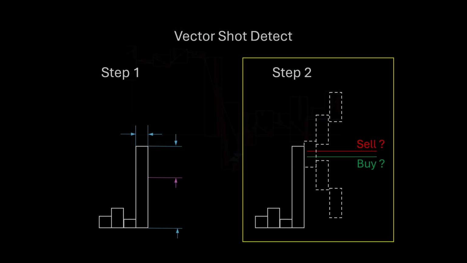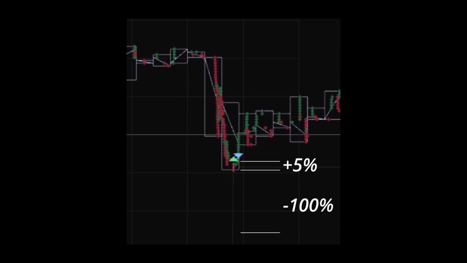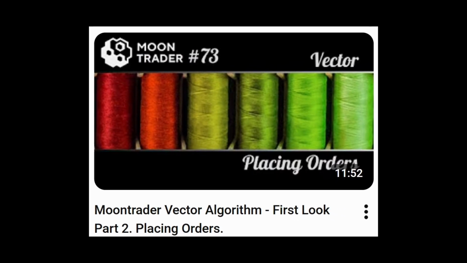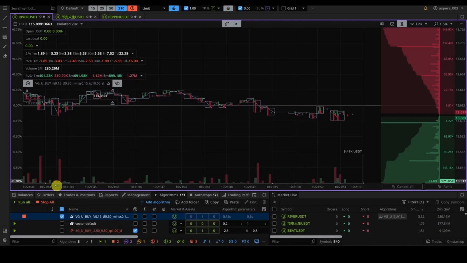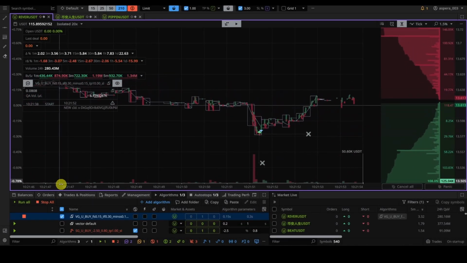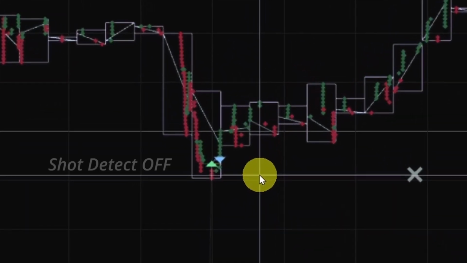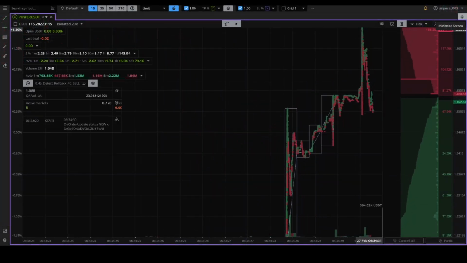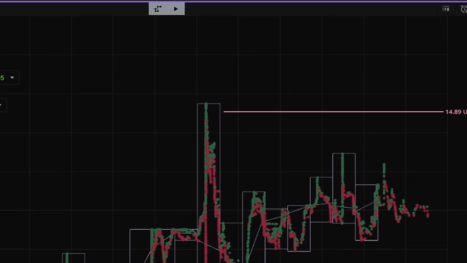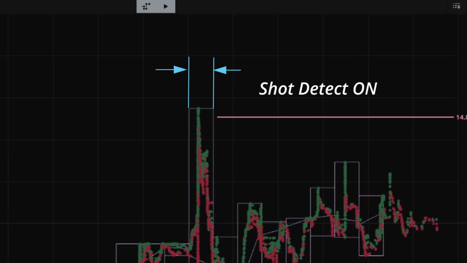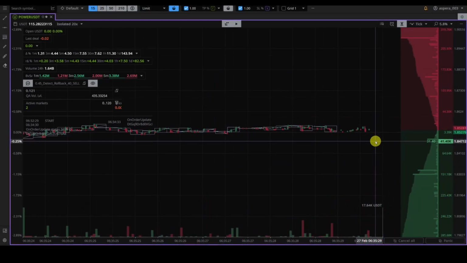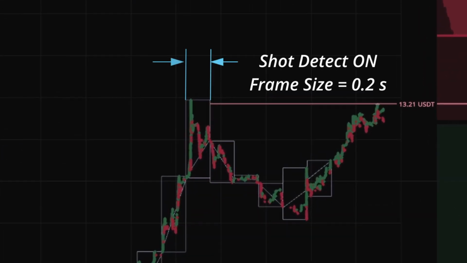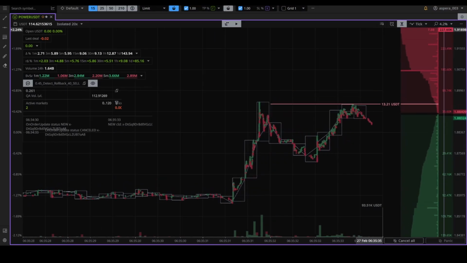The mechanics of order placement are similar to regular vector. You can refresh your memory by watching this video. Yet, there are a few distinctions. A major one is that, unlike regular vector, shot detect will never place an order inside the current frame. It necessarily waits for the frame to close, and only then decides whether or not to place orders. That's why earlier I said that you can act only a fraction of a second after the shot, and you can never get into the shot while it happens.